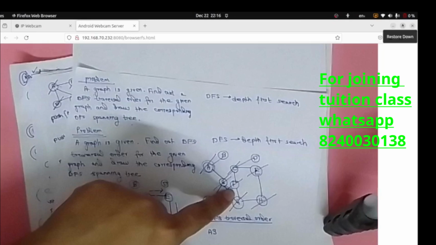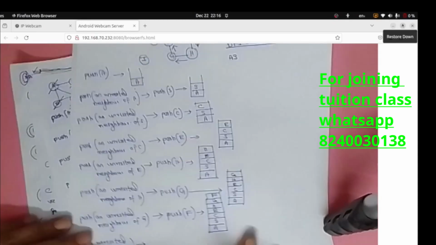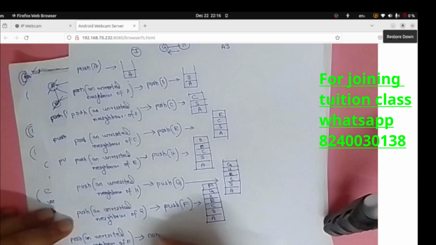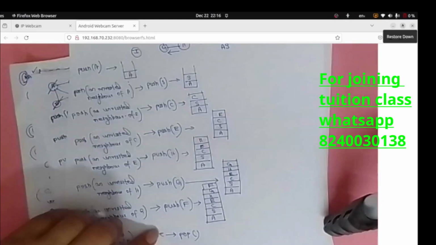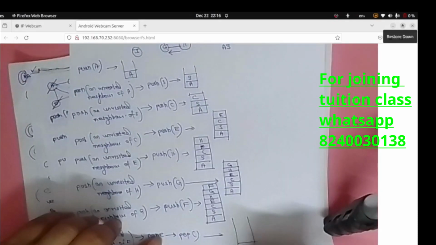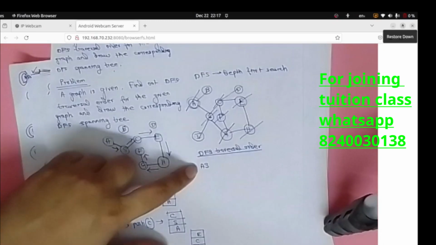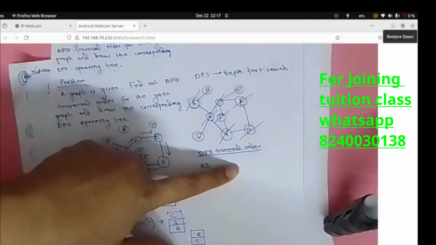So what is the operation? We have to do the pop operation now. So there is no unvisited neighbor of F, none. So what operation will be done? The operation will be pop. Pop means the topmost element of the stack will be deleted. So what will be the current stack item? Oh, just a minute. Here one thing in DFS traversal order, whenever there is a push operation, the item that is being pushed is written in the sequence, and that will be the DFS traversal order.